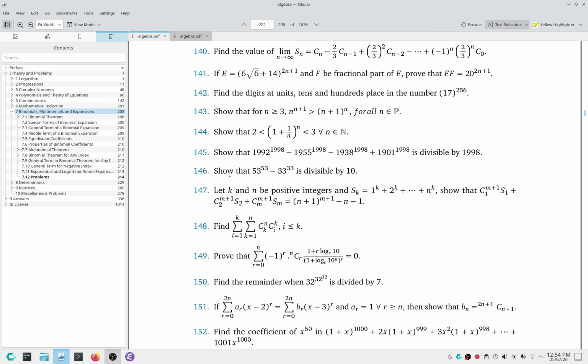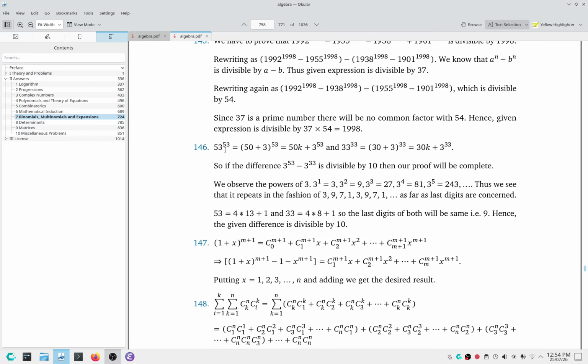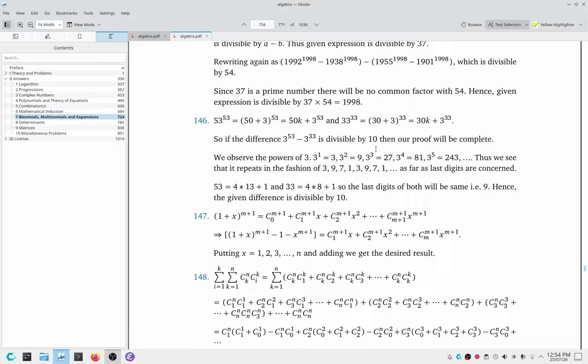Question 146 says that, show that 53^53 minus 33^33 is divisible by 10. So we write 53^53 as (50 + 3)^53, which is 50k plus 3^53. And 33^33 is equal to (30 + 3)^33, which is 30k plus 3^33. So if the difference 3^53 minus 3^33 is divisible by 10, then our proof will be complete.